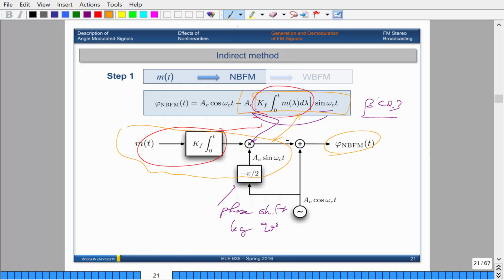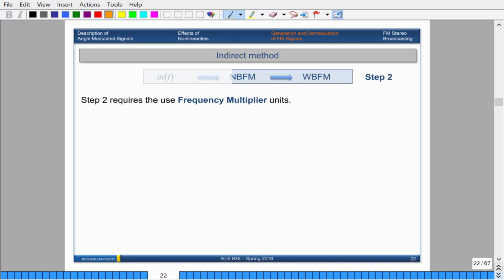You generate a narrowband frequency modulated wave first, and then you take this and make it wideband. So you want to convert this to wideband to make it more acceptable for transmission or for whatever medium is going to accept this signal. All right? So step 2 requires what's known as a frequency multiplier unit.